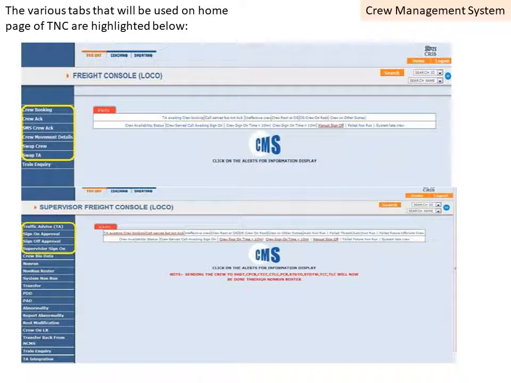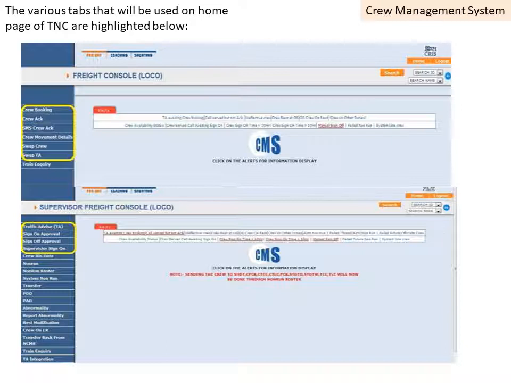Here are the tabs, two types of tabs, using the loco consoles and supervisor freight consoles. Here you can observe this is the TNC. TNC will have very few restrictions, and the supervisor has total facilities, and TA can be created. Sign on approval and sign off approval can be done only by the loco supervisor.